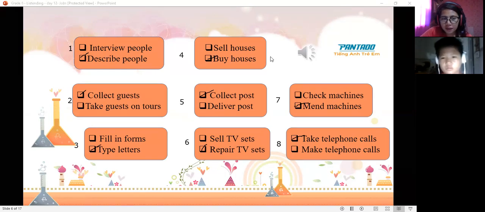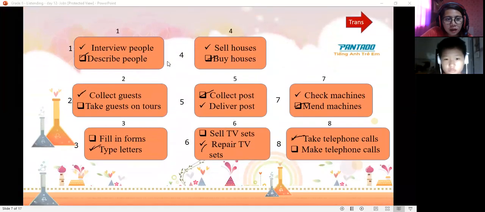Okay, and in one, the correct answer is interview people. Okay, and in two, the correct answer is collect guests. Very good, you've got the correct answer. In three, the correct answer is type letters. Very good. In four, the correct answer is sell houses, not buy houses. Okay? In five, the correct answer is collect post, not deliver post. Okay? Very good.